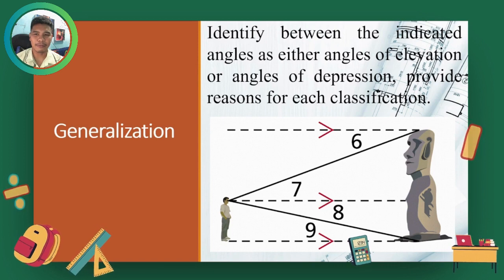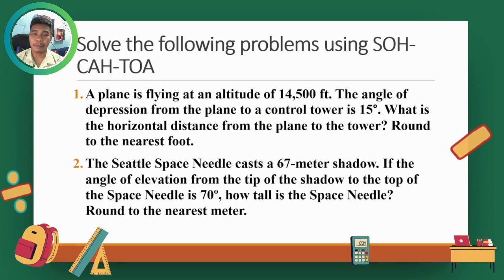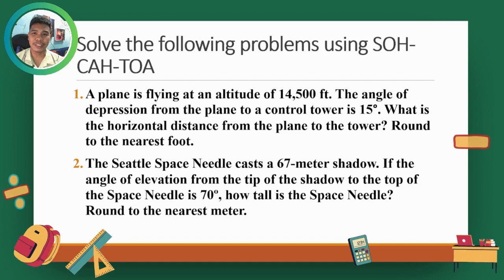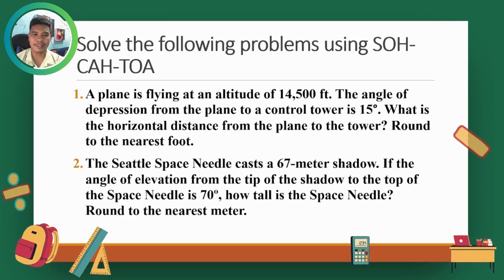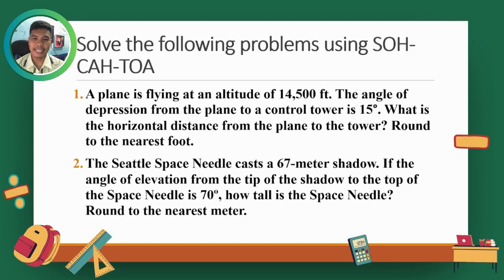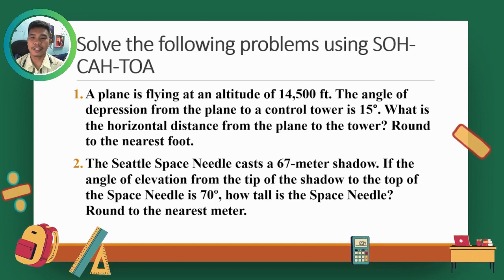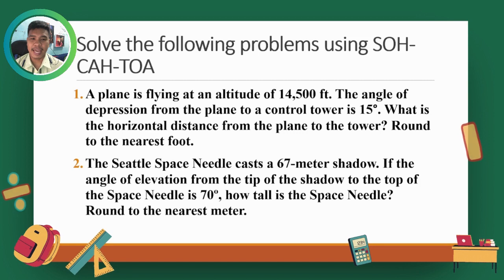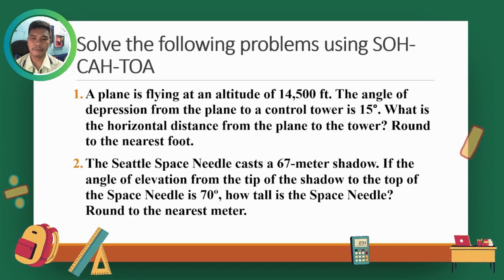Answer the following problems using SOH-CAH-TOA or a particular trigonometric function. Number 1. A plane is flying at an altitude of 14,500 feet. The angle of depression from the plane to a control tower is 15 degrees. What is the horizontal distance from the plane to the tower? Round to the nearest foot.